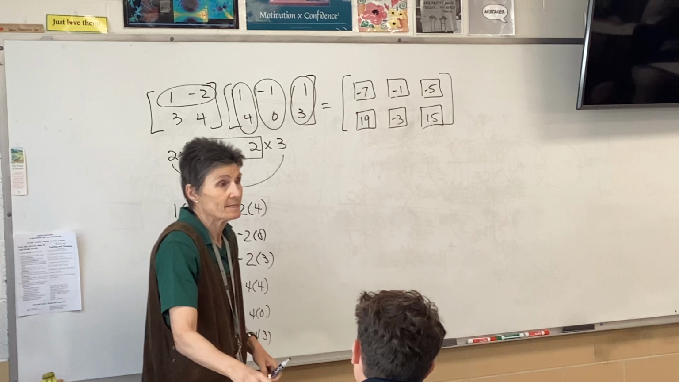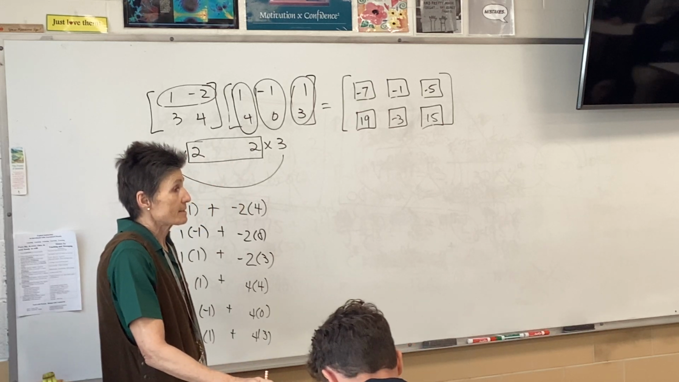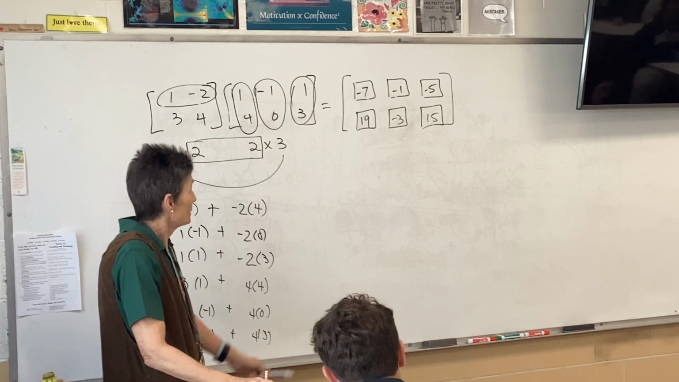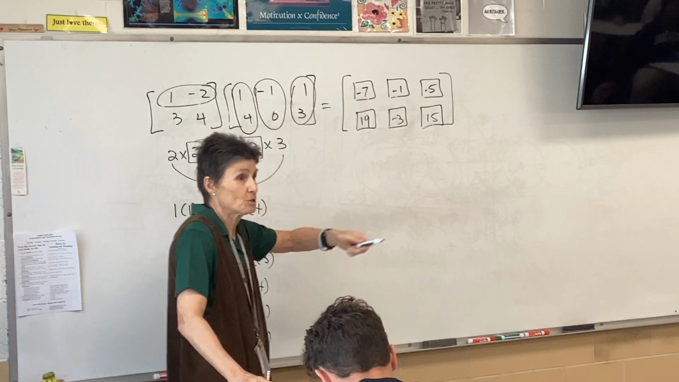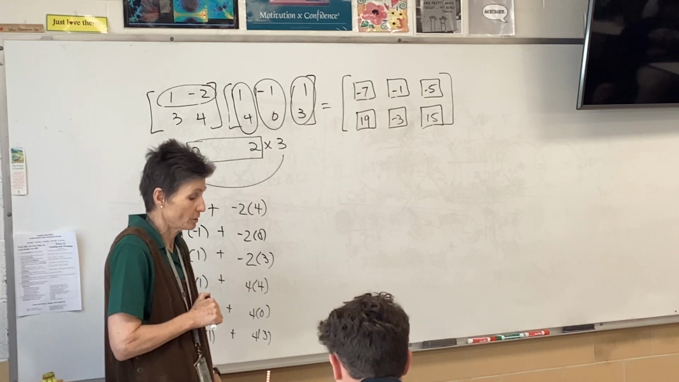Remember, it's like a dot product. So first times first, second times second, add them up. How do those numbers look? Is that what you got? Looks right. This says, okay, good deal.